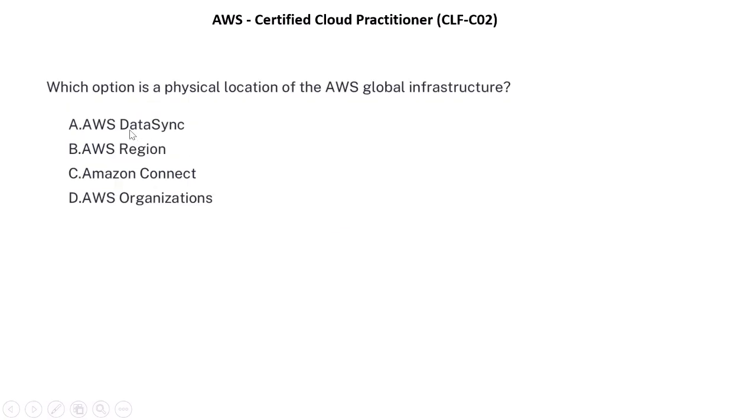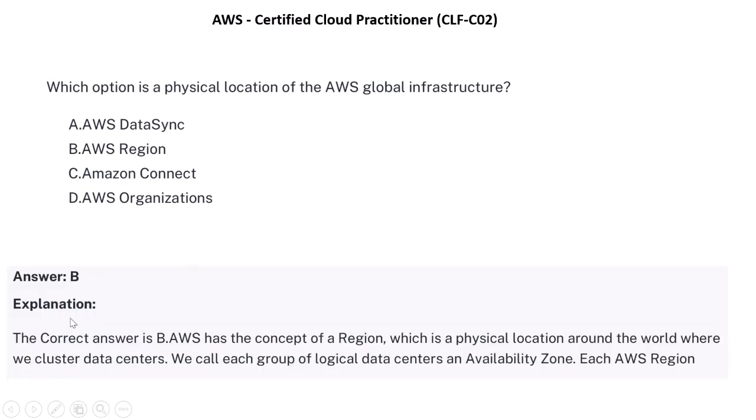Next question. Which option is a physical location of the AWS global infrastructure? Option A, AWS Data Sync. Option B, AWS Region. Option C, Amazon Connect. Option D, AWS Organization. The correct answer is option B. AWS has the concept of a region, which is a physical location around the world where we cluster data centers. We call each group of logical data centers an availability zone.